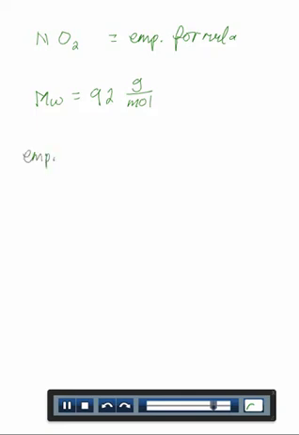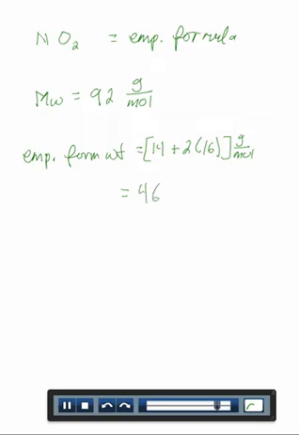The empirical formula weight is equal to 14 plus 2 times 16, all in units of grams per mole. So that's equal to 46 grams per mole. So now, the molecular weight does not equal the formula weight, but if we take the formula weight and multiply by 2, 46 grams per mole, times 2, that would be equal to 92 grams per mole.